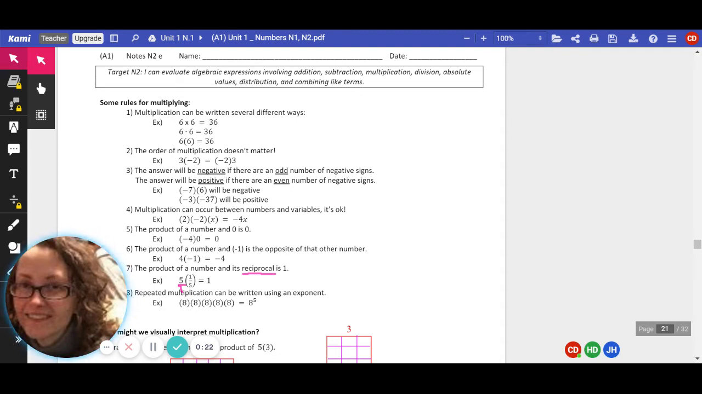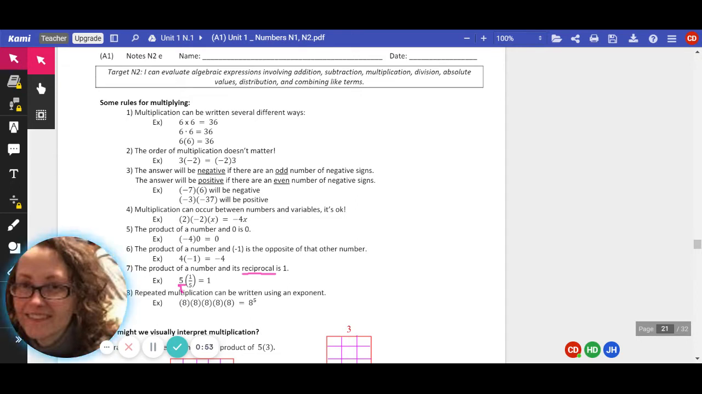Before we jump into solving problems, let's review some rules for multiplication. These may seem like a lot of rules at first, but you should already be familiar with most of them. The first rule that we have listed is that multiplication can be written several different ways. We can use an X, a dot, or a set of parentheses to show multiplication. We will actually see one more way in Rule 4.